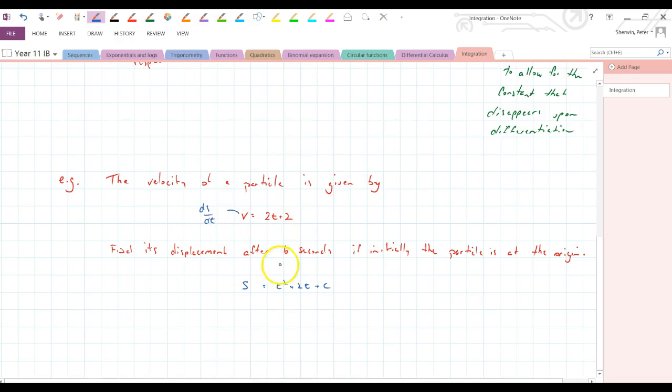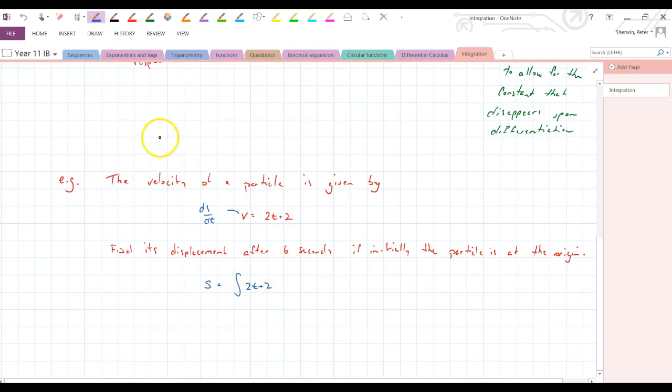So find its displacement after t seconds, after 6 seconds, if initially the particle is at the origin. So we want the displacement equation. What we do is integrate 2t plus 2. Now you remember, if you had a displacement equation, you derived it to get the velocity equation, and derived again to get the acceleration equation. We've got the velocity, and we're going to go back to displacement.